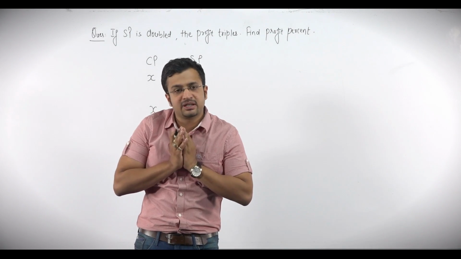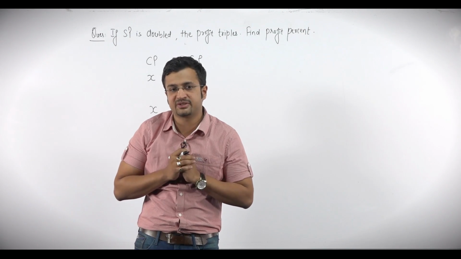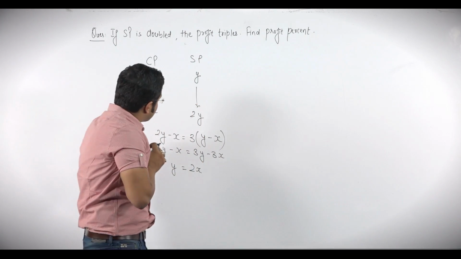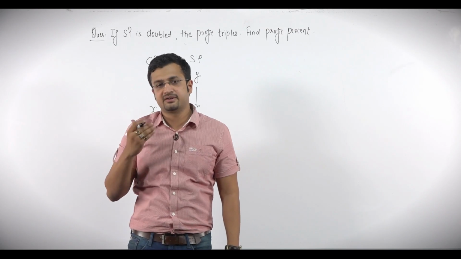अगर कोई चीज़ double हो जाती है, if something gets doubled, what is the percentage increase? I told you in the video percentage increase and decrease. If something becomes double, the percentage increase is nothing but 100%.